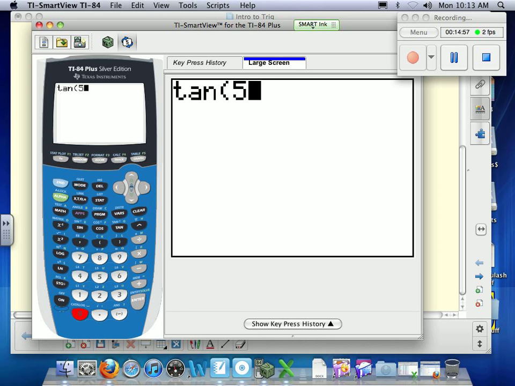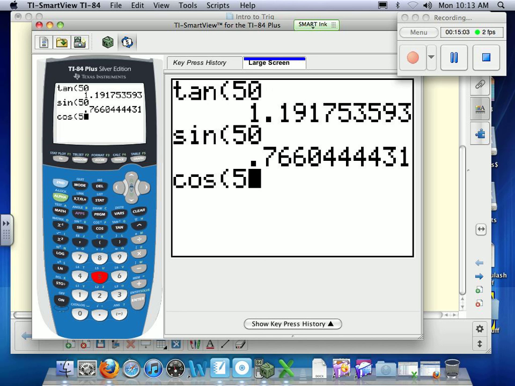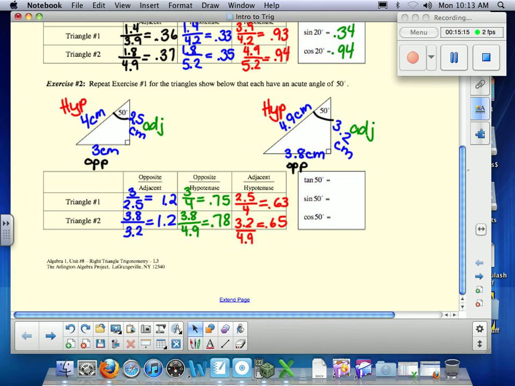Yep. So, tangent of 50, sine of 50, and cosine. And again, those are close to the values that we got when we did our work. Still rounding to the hundredths place. What's the homework then? There's no problems like this on there. Right, this is just getting you comfortable, kind of explaining the background, if you will.